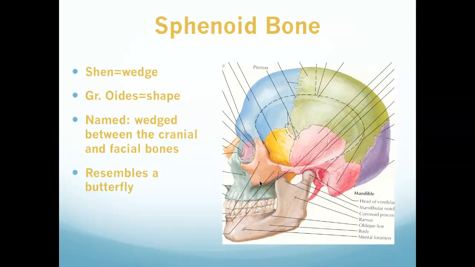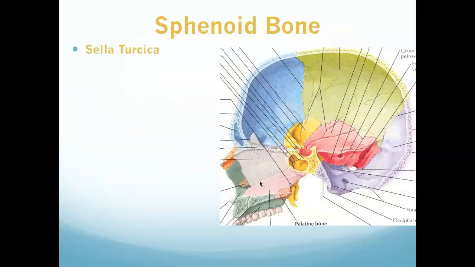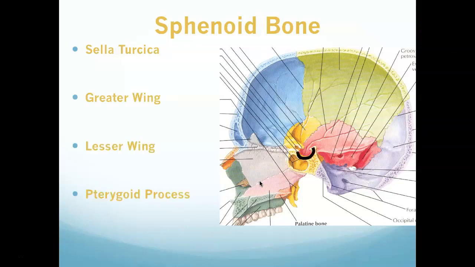And it resembles a butterfly, and I'll show you what that looks like in a moment. We also have 4 different parts to the sphenoid bone: a Sella Turcica, a greater wing, lesser wing, and pterygoid processes. So first we'll start off with the Sella Turcica, and that's that black portion I've outlined over there for you.